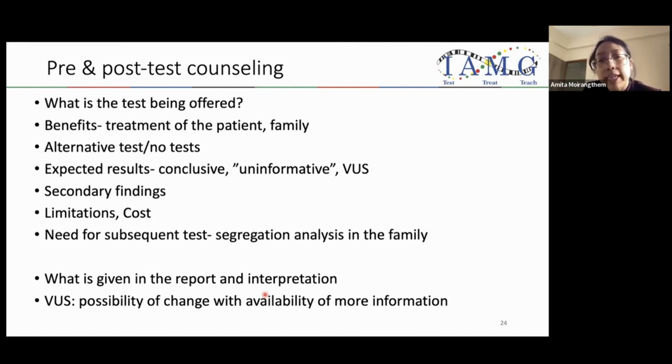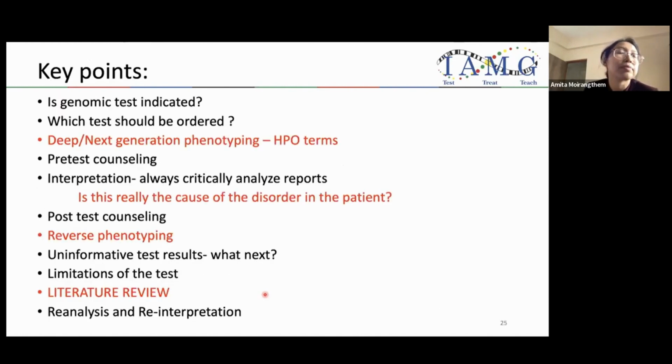This is a very commonly encountered situation where the family comes with the report and we tell them that we need further testing of the parents to confirm. So this should be explained in the beginning itself, and once we get the report, we should explain what the report means and the interpretation in terms of disease prognosis, treatment, etc. And in terms of VUS, we should also tell them the possibility of change in the interpretation depending on the availability of additional information in the future.